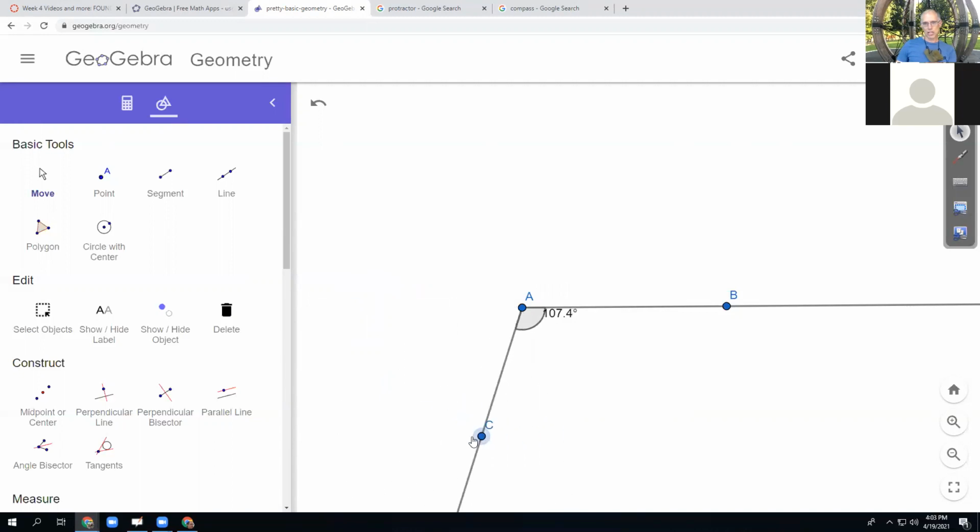Now notice it changed how it was working. So right here, I'm at 179, almost 180. As soon as I go through to the other side, it starts measuring the other direction. And that's actually a new feature of GeoGebra. It didn't used to do this. Interesting. All right, there's probably a setting for that, but a couple ideas related to this.